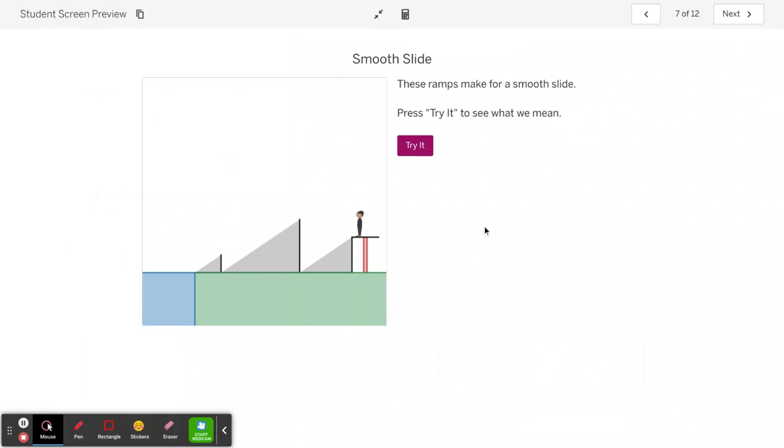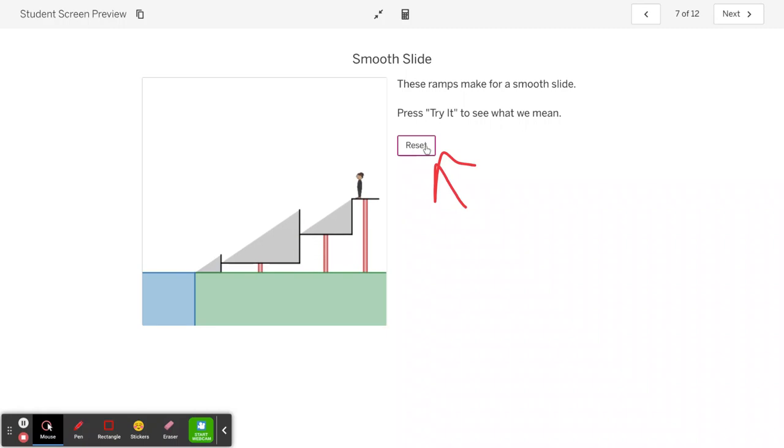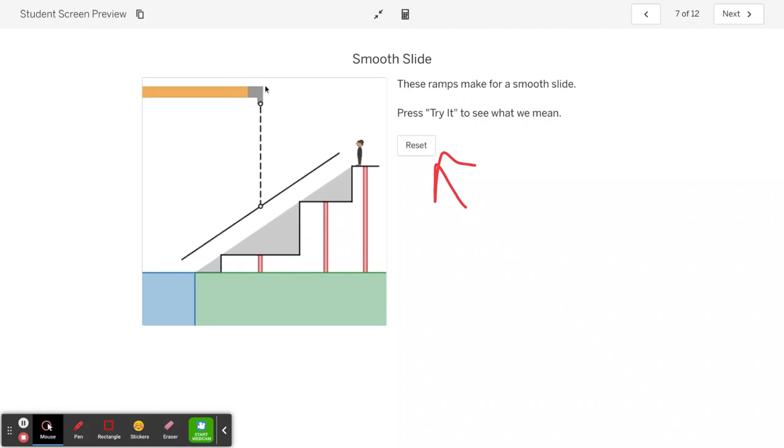Slide 7, there's not much to do. What I want you to notice is I want you to click this try it button right here. So when you push that button, what happens? Well, this goes up, a lever comes down, and watch what the little guy gets to do. He gets to slide down the slide. So fun.